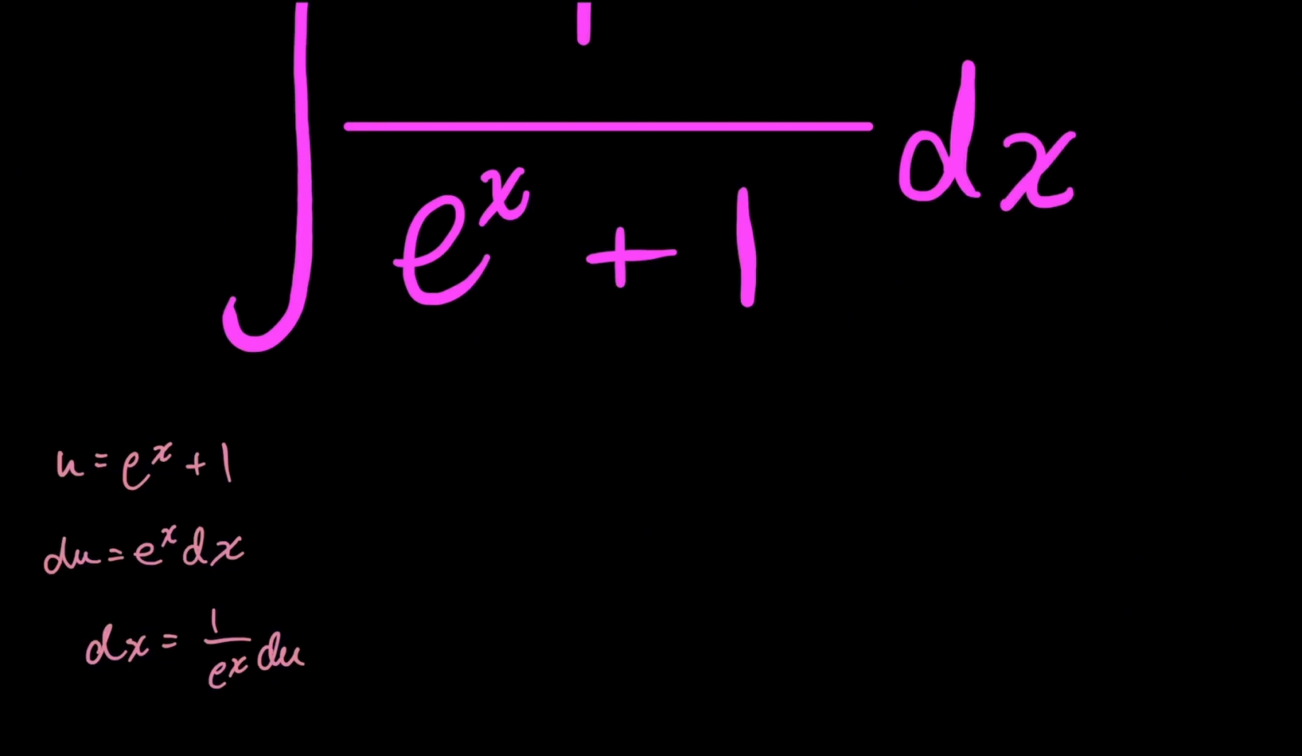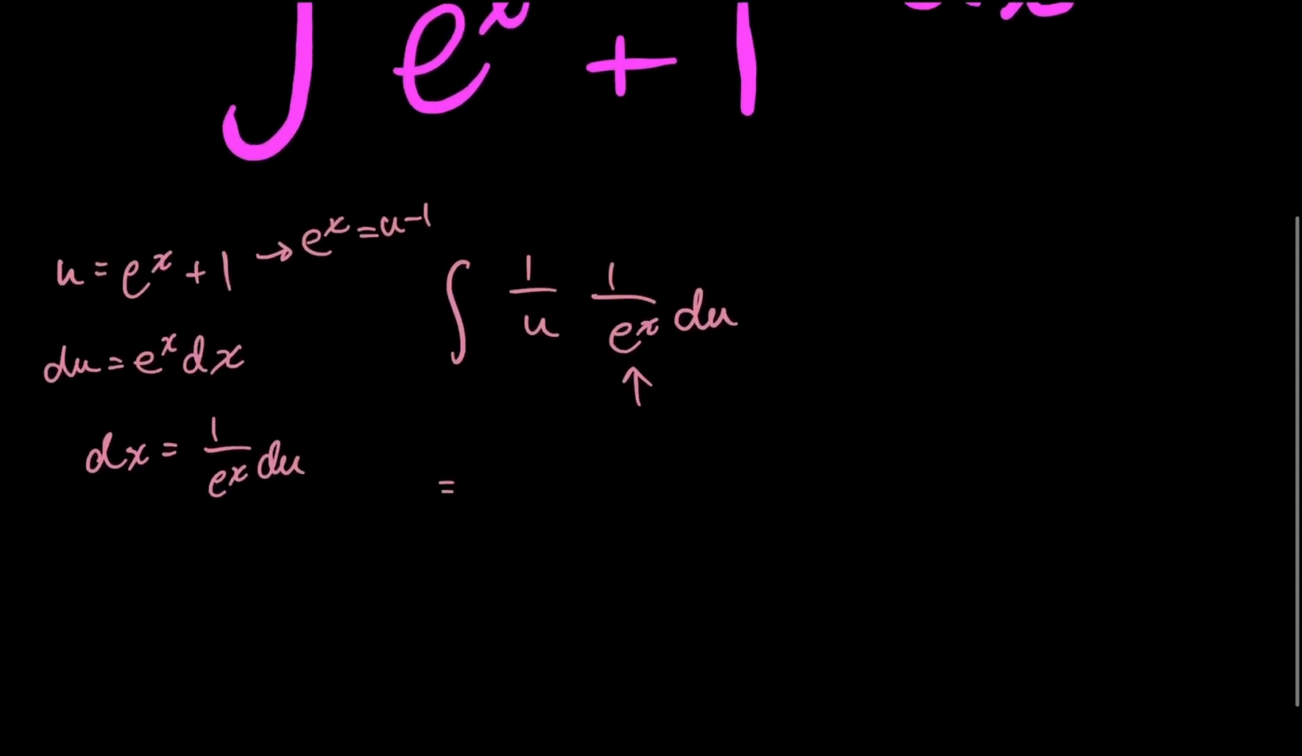So if I were to rewrite this integral in terms of u, I'd have 1 over u times 1 over e to the x du. So what do I do about this e to the x? Well, I go back to my definition of u, and I define e to the x in terms of u. So e to the x is equal to u minus 1. And if I substitute that back into this integral, I would have 1 over u times 1 over u minus 1 du.